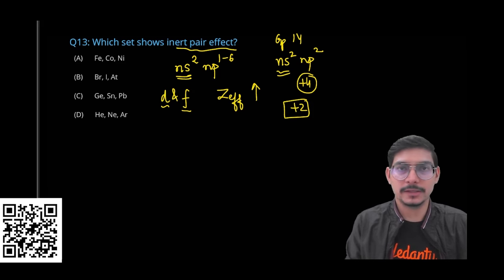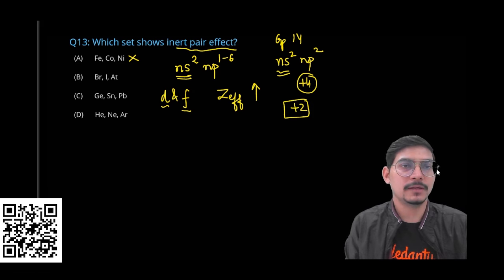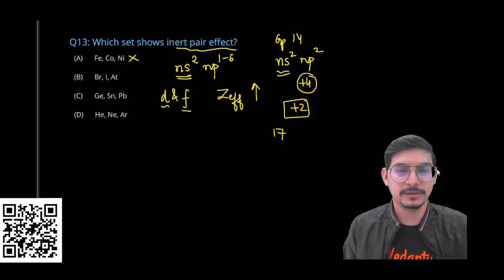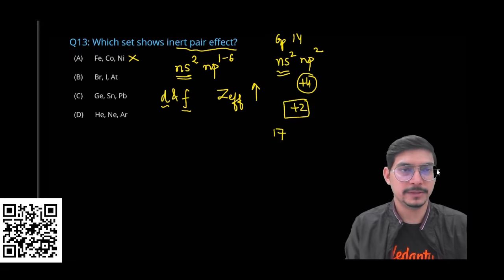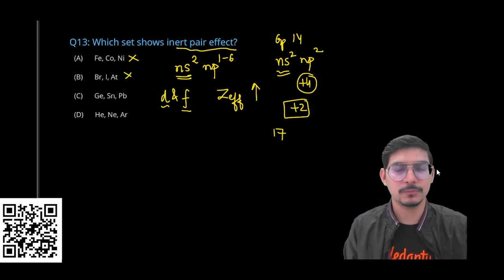So iron, cobalt, and nickel, they are not p block elements. They are transition elements. Bromine, iodine, and astatine: here we can have inert pair effect, but these are almost group 17. So the effect of the increased effective nuclear charge until group 17, it wears off. It is not very much there. Okay, so this is also not the most appropriate answer.